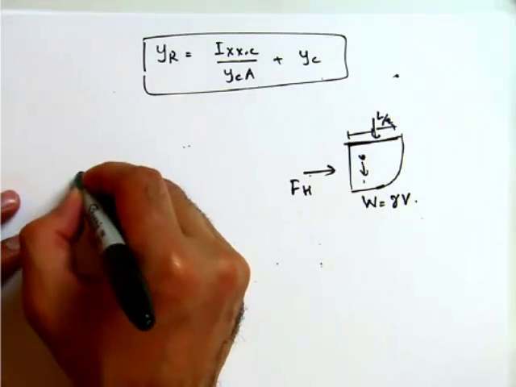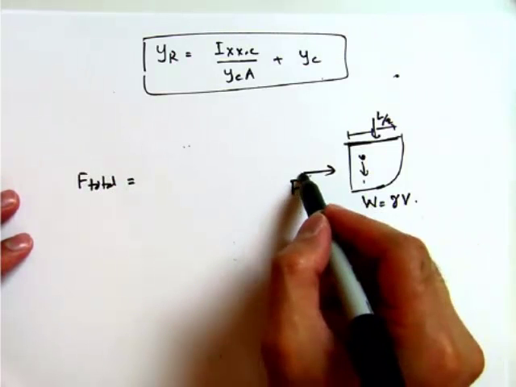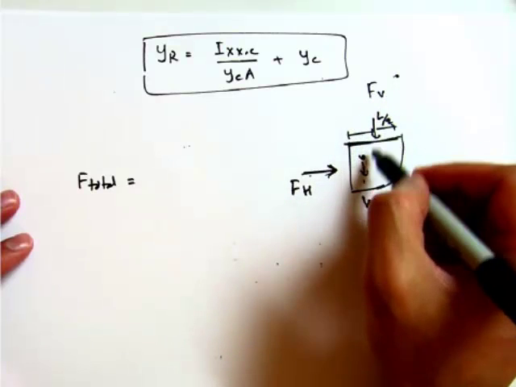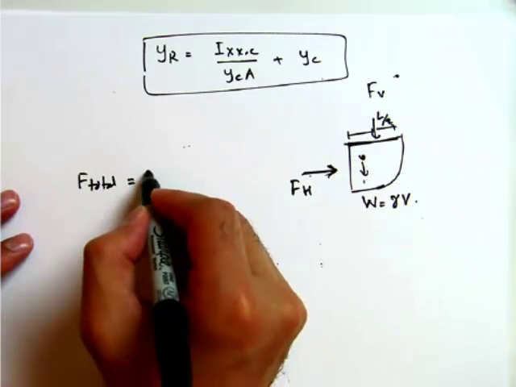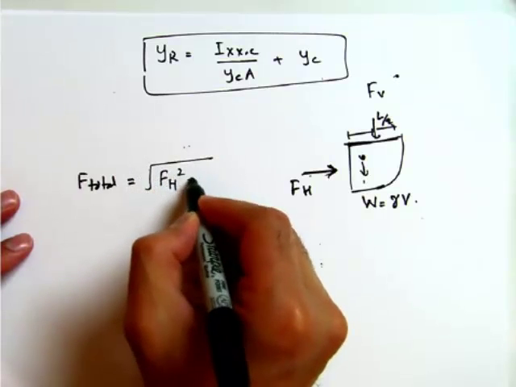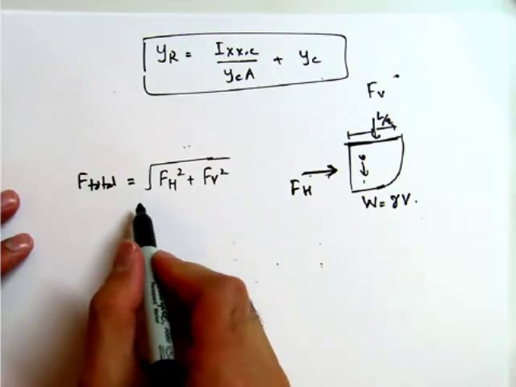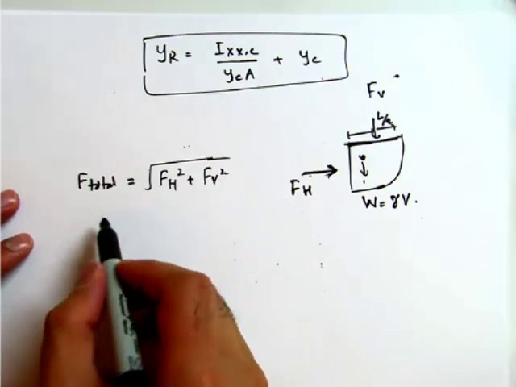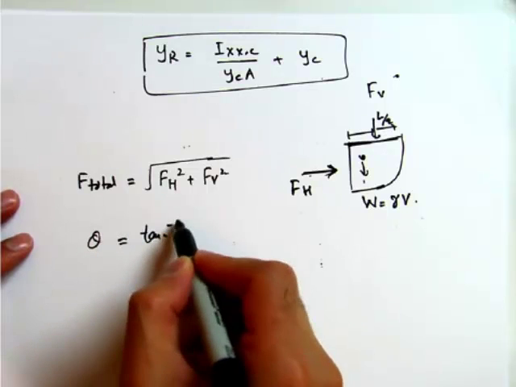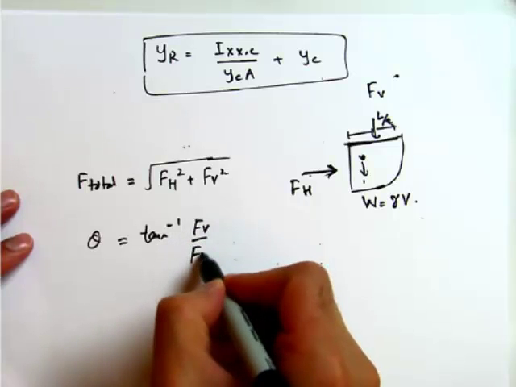Okay, so the total force, because you have a horizontal force and you have two vertical forces, one here, one here, the total force would actually be the square root of FH squared plus FV squared. So that will give you the magnitude of the total force, and where that force will be acting, it will be tangent inverse of FV over FH.